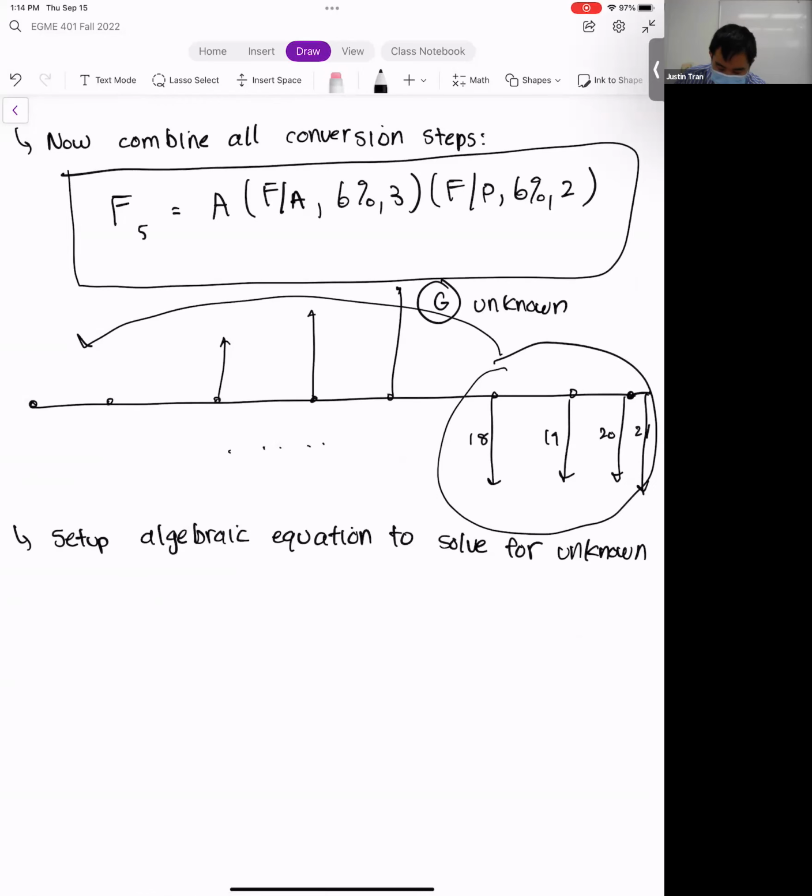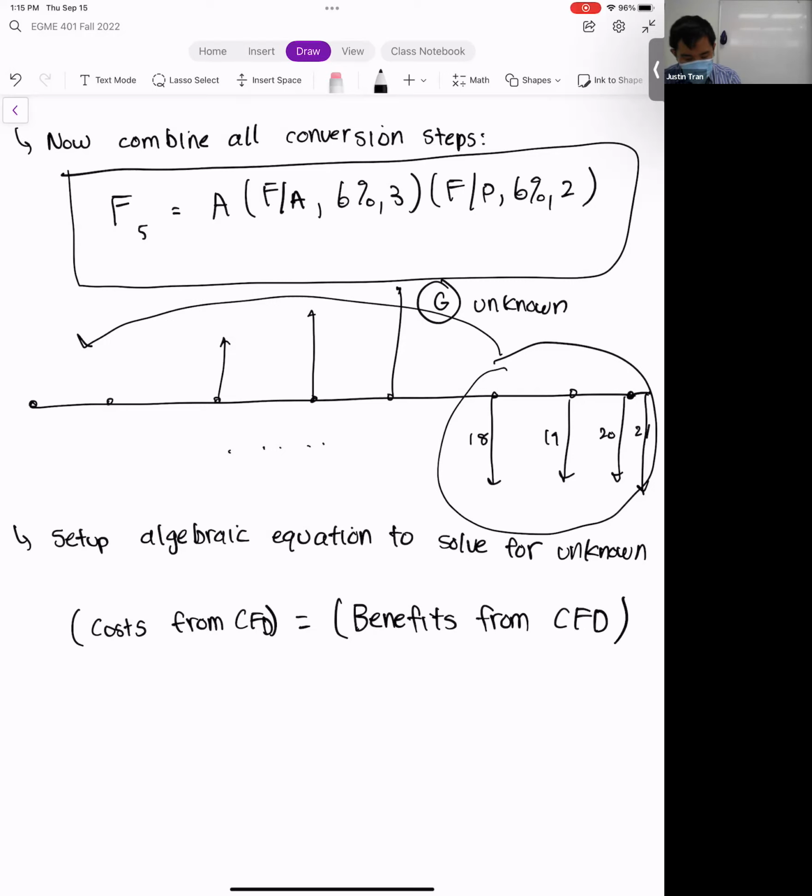A simple way to set this up is to set up an equality relationship, okay? On one side of the equal sign, you have all of the costs associated with the cash flow diagram. And on the other side, you have all the benefits. The only way that you can set up this equal sign is if all of these costs and benefits are converted into the same cash flow form.